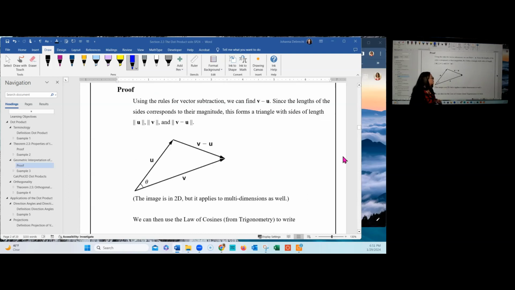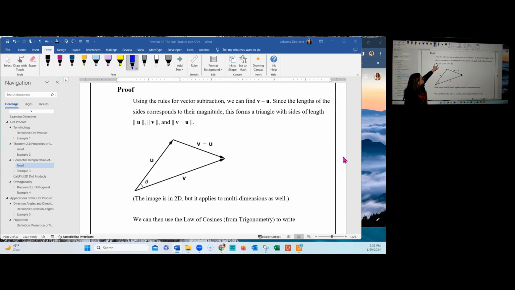So we're going to use the rules for vector subtraction, and we're going to find vector v minus vector u. All right, so we have the vector going from the tip of u to the tip of v, which is v minus u. Now, we know that the lengths of the sides are the magnitudes, which is what we're representing when we put the vector in between the two vertical bars. And again, sometimes some books just use one vertical bar, which it should be two, but it's okay.